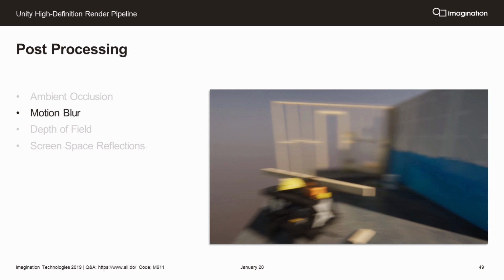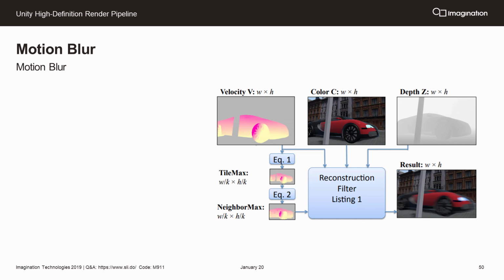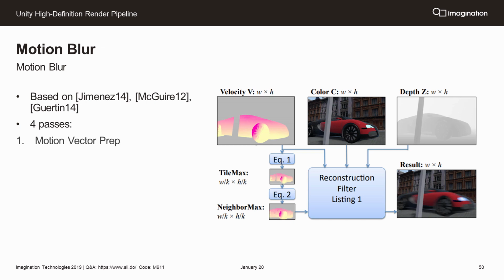Now let's talk a bit about motion blur. Their implementation here consists of 4 main passes, which are clamping motion vectors due to camera rotation, then finding the maximum velocity values per tile, then finding the maximum velocity in the neighborhood of the tile, and finally blurring the image in the direction of the motion vectors.